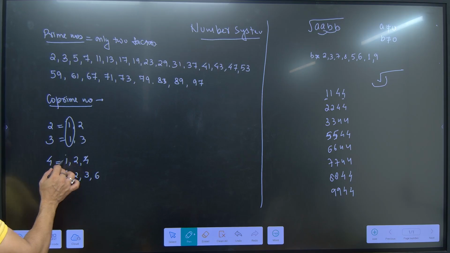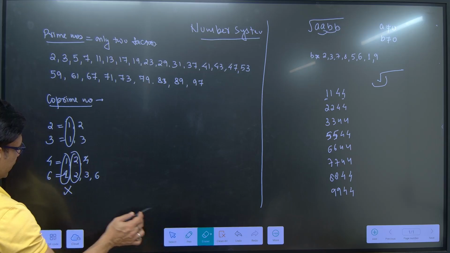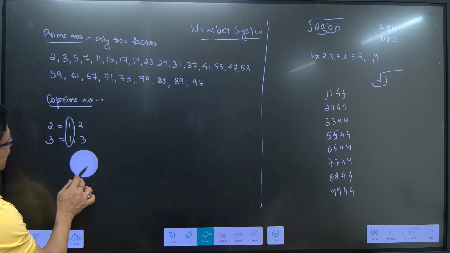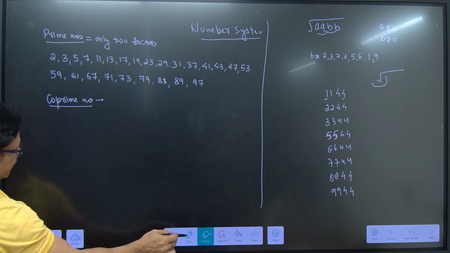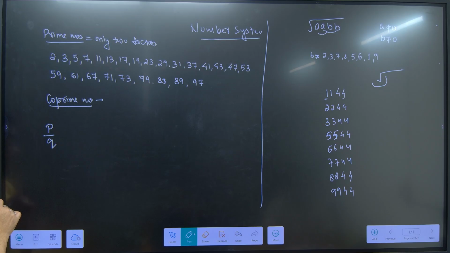Yes. 1 is common, 2 is common. So these two numbers cannot be coprime. In simple terms, if you want to find out what coprime numbers are, you take the number and write it in the form of p by q. If you cannot cancel it, they are coprime. If you can cancel it, they are not coprime.